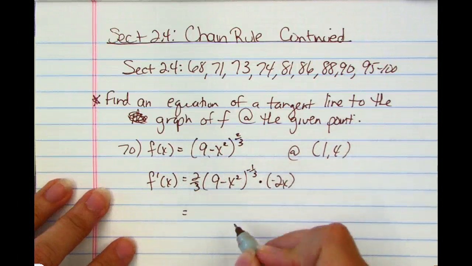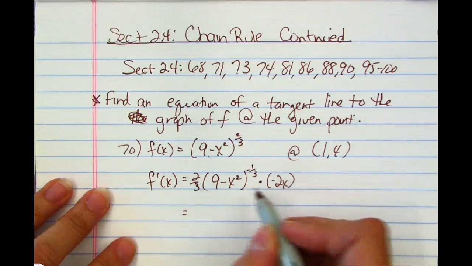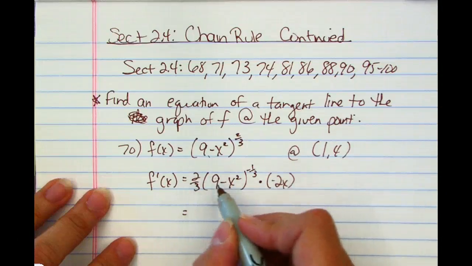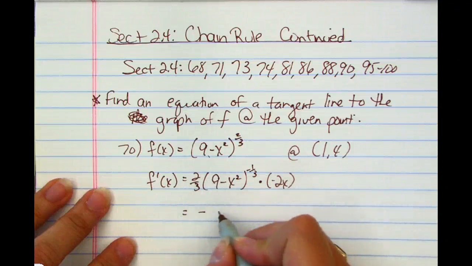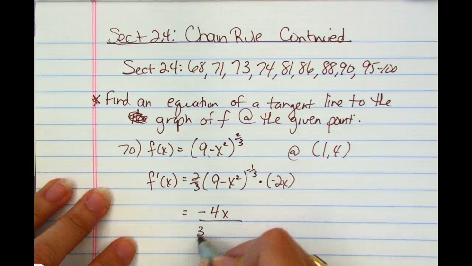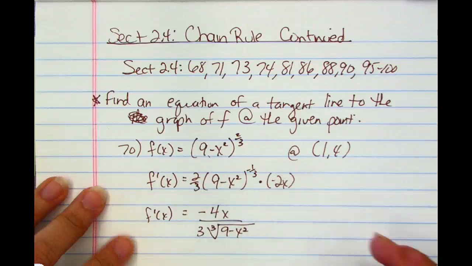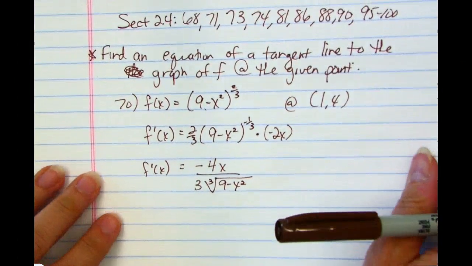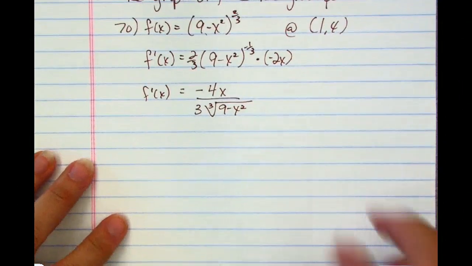I'm going to go ahead and clean that up. The 2 is in the numerator, and the 3 is in the denominator. So it looks like negative 4x all over 3, and then this is to the cube root. Go back and double check all of our math. That looks good. So now I'm supposed to find the slope of the tangent line at the point (1, 4).